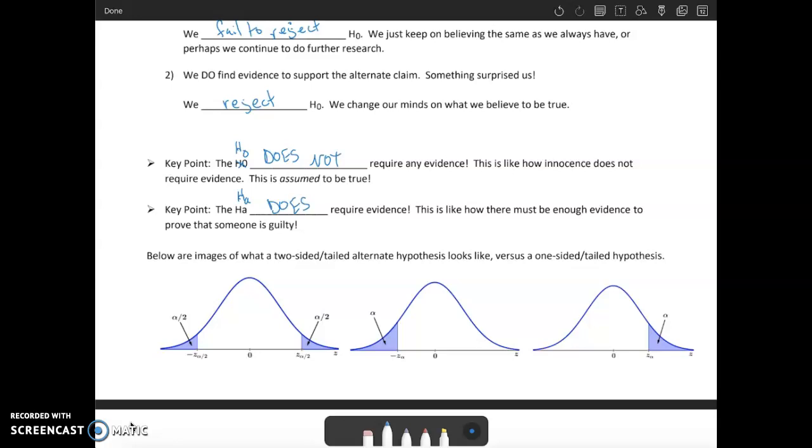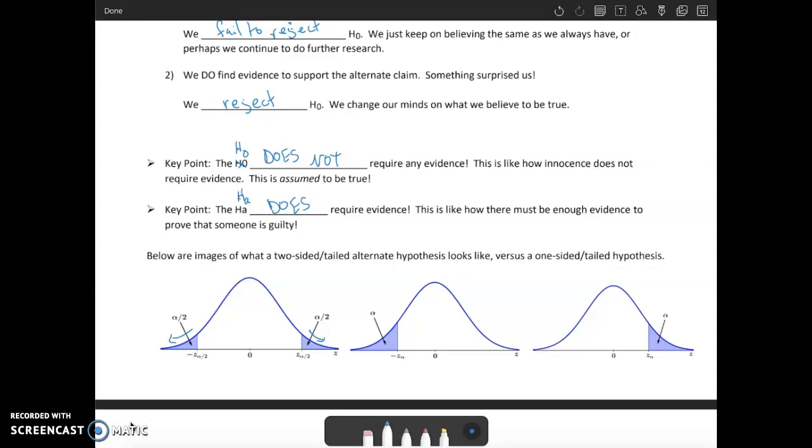Below are some images of what the two-sided or two-tailed alternate hypothesis looks like versus a one-sided or one-tailed hypothesis. So these images should look very familiar to you. Hypothesis testing is another spin on confidence intervals and on using the central limit theorem. So we could either have a two-sided hypothesis test where we're just claiming that the null is not true, and if we had enough evidence in either the above or below direction, we would be able to reject the null.